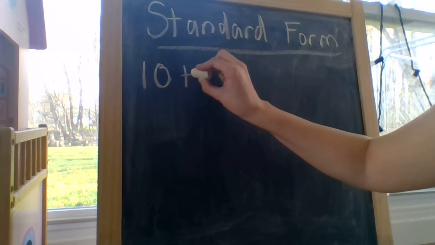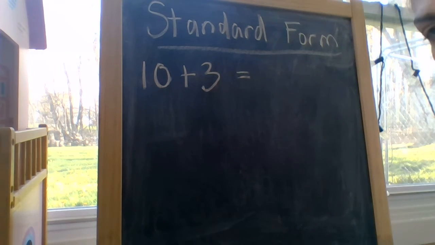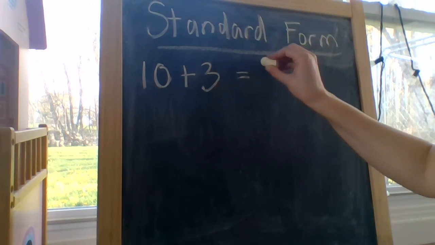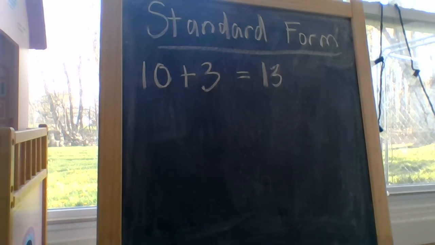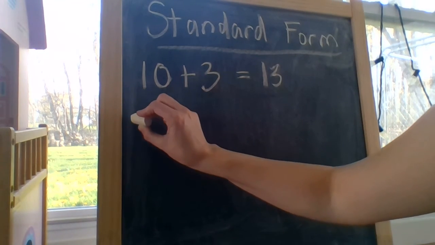10 plus 3. That's the expanded form of what number? Well, I'm going to write it out. I have a 1 in the tens place. I have a 3 in the ones place. The number is 13.